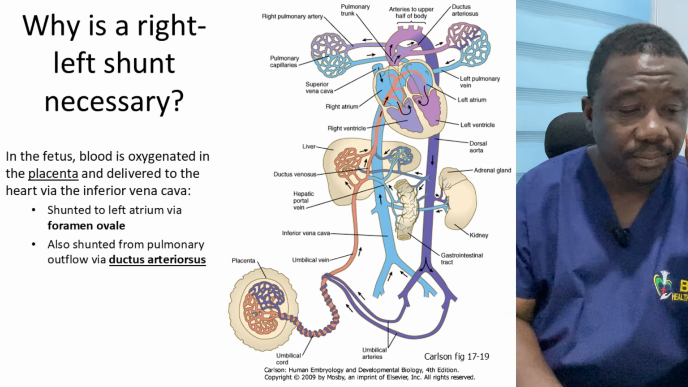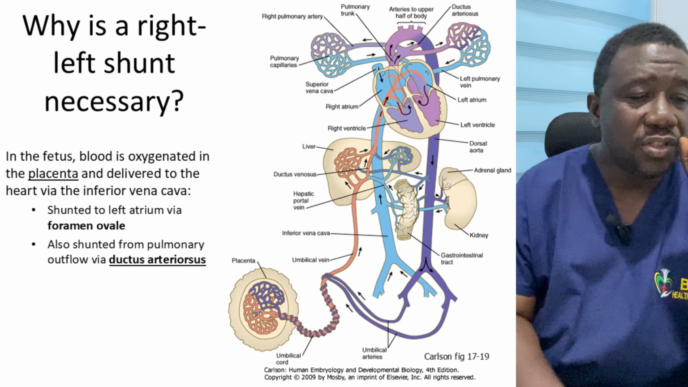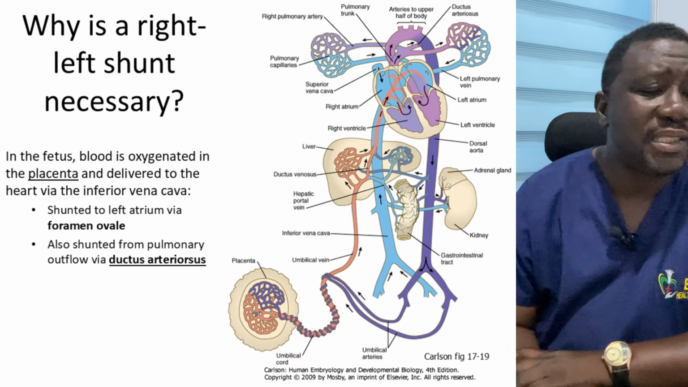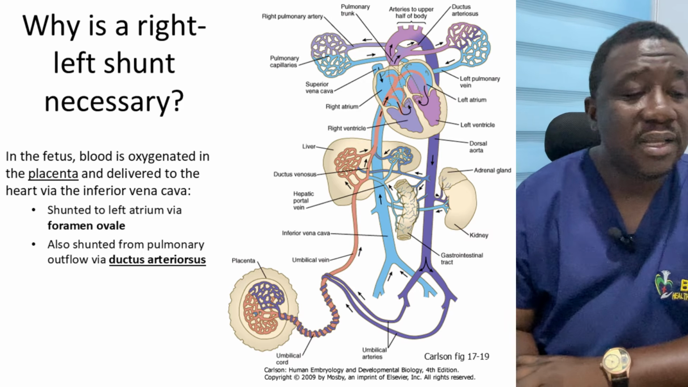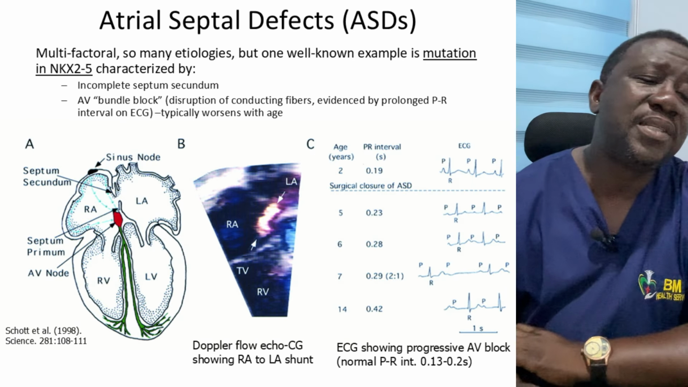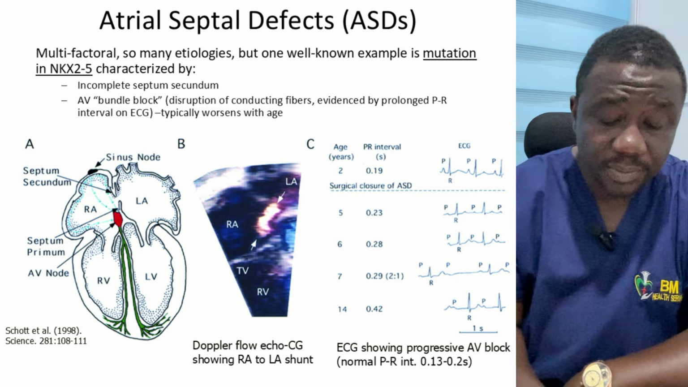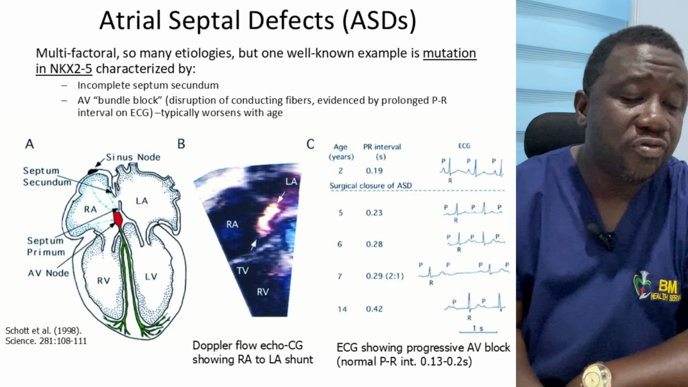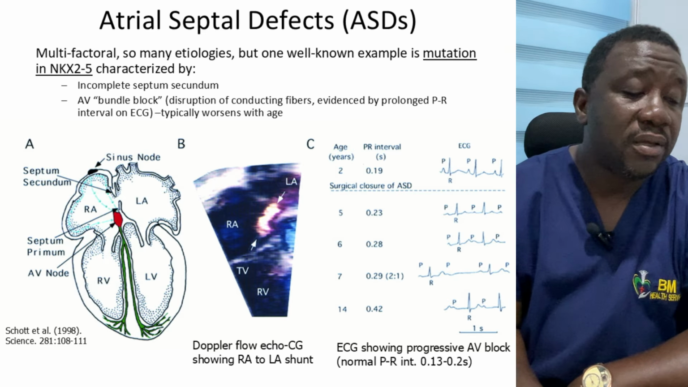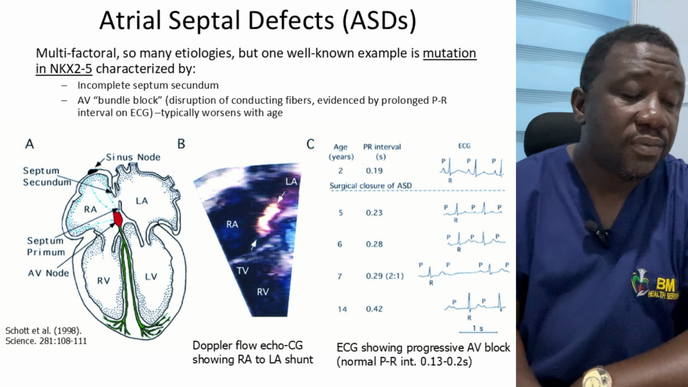Okay. So we have atrial septal defects. Okay. So what happens if there's a defect in the atrial septum, the barrier between the atria? Okay, let's look.